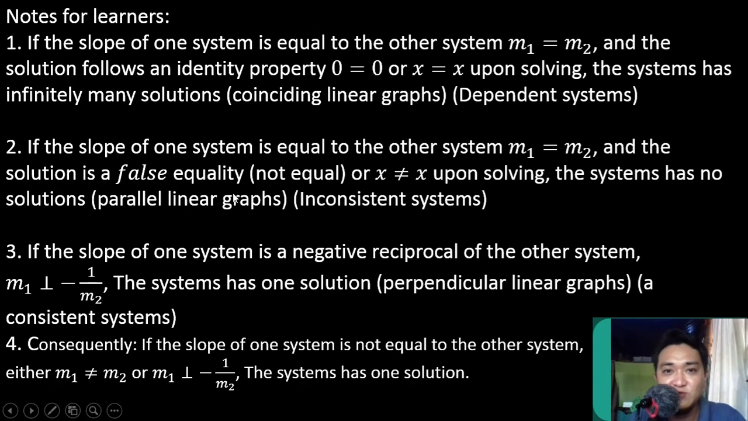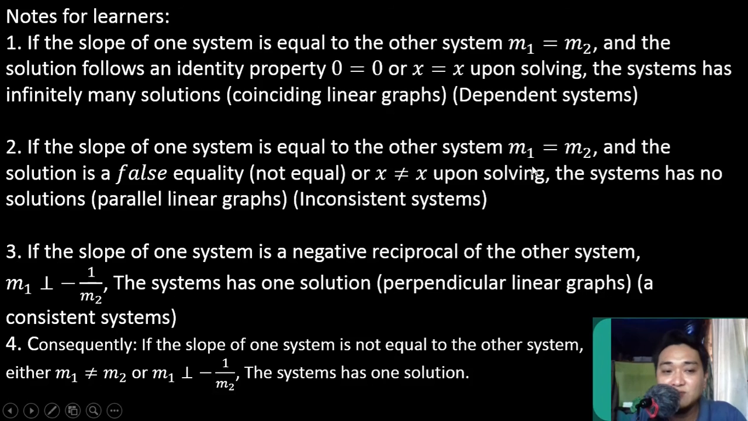So I have here some few pointers for you to always remember whenever you are solving linear systems, either by substitution or elimination. Ano po? Lagi-lagi nyo pong tatandaan ito. If the slope of one system is equal to the other system, meaning pareho sila ng slope, tapos nung sinolve mo sila, the solution follows an identity property: 0 is equal to 0 or x is equal to x. The system has infinitely many solutions, or they are referred to as coinciding linear graphs.